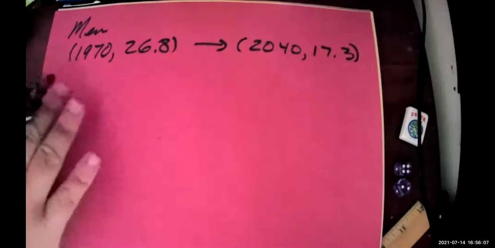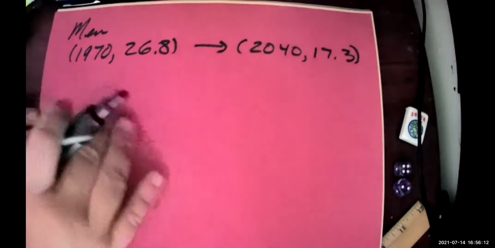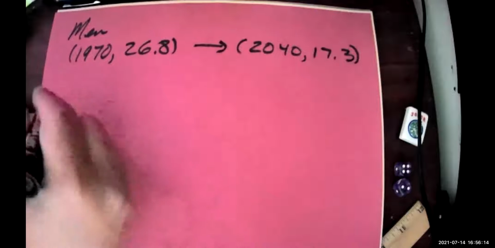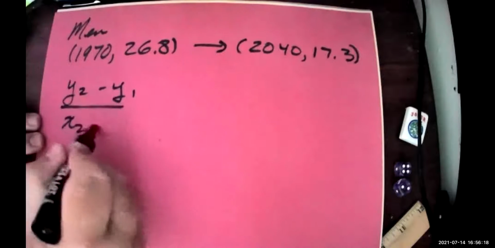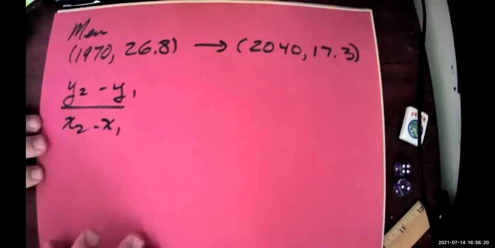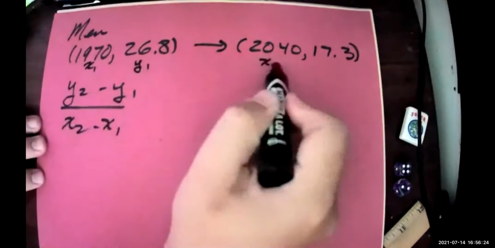Now I can use these figures to figure out the slope. If I consider it like an old Algebra 1 question from the 9th grade, the slope, remember, is y2 minus y1 over x2 minus x1. And let's label these points. This is x1 and y1. This is x2 and y2.